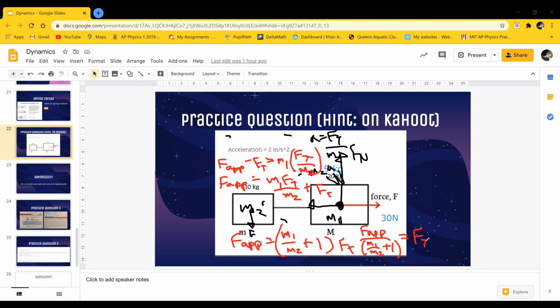So it was 30 newtons, and we know m1 is 9, so 9 divided by 6, which is m2, is 1.5. 1.5 plus 1 is 2.5, and 30 divided by 2.5 is 12. So the answer was 12. Does that make sense?